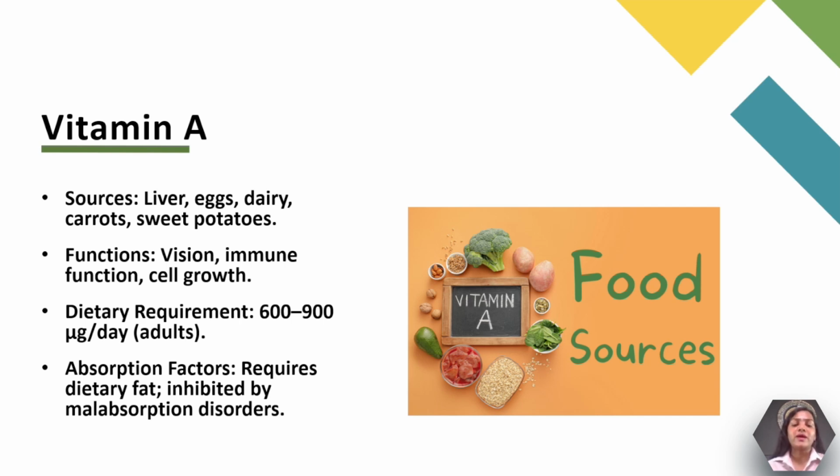And the absorption factor, like it is a fat soluble vitamin, so it is associated with the fat absorption, so it requires a dietary fat and is inhibited by malabsorption disorders. Means there are multiple disorders that hinder vitamin A absorption, such as Crohn's disease, celiac disease. So it is required to take it with fat so that absorption can be done in an efficient manner.